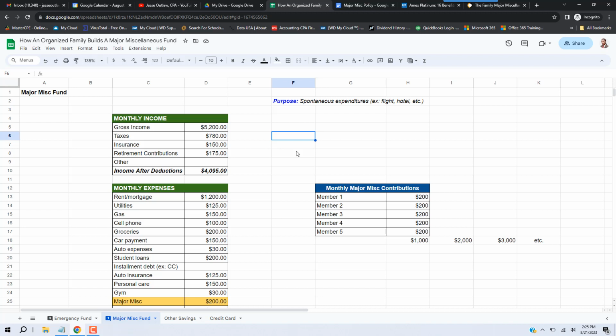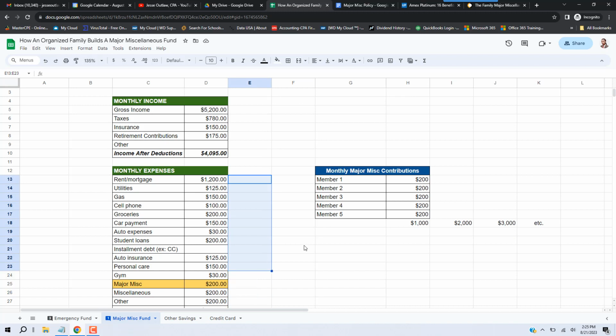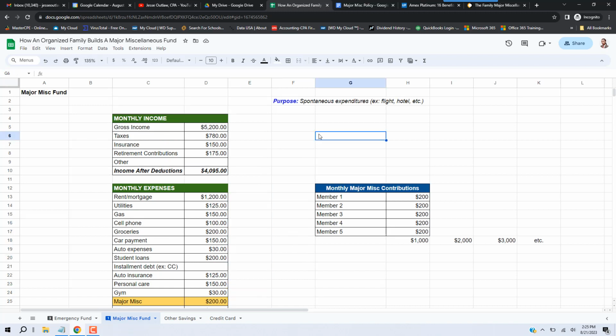Long story short, we have created this major miscellaneous fund as a place where money is stored for spontaneous expenditures that happen outside of the normal course of our lives. Now, in order to understand why this is necessary, you have to understand a little bit more about the context of how our family operates.